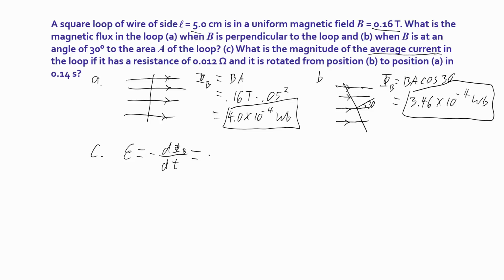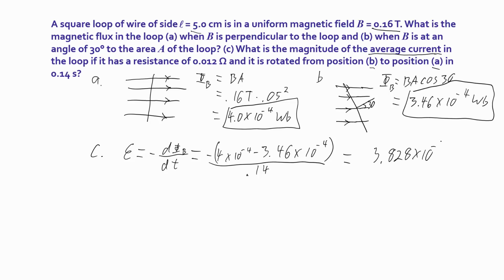So that's going to be our final flux minus our initial flux. Our final flux, let's see, we start at B and end at A. So this is our final value. So 4 times 10 to the negative fourth minus 3.46 times 10 to the negative fourth. And divide that by the time it took, the 0.14 seconds. And that is going to give us an EMF of 3.828 times 10 to the negative fourth volts.